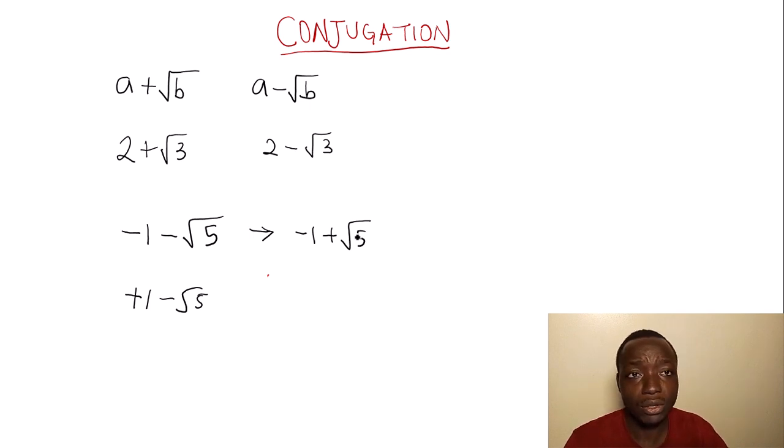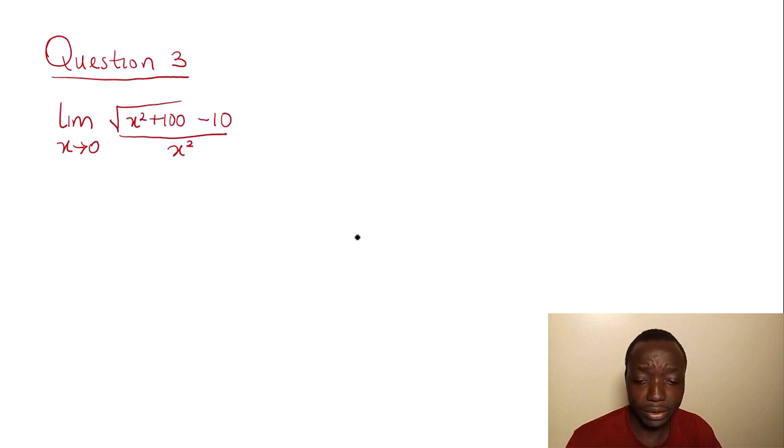So that's what we'll be using to solve this question. After applying our conjugate and following the steps I'll show you, you will then be able to factorize and cancel out some things and get your answer. So let's get into it. You can test to confirm that if you substitute 0 directly, you're going to get 0 over 0. So let's multiply by the conjugate.